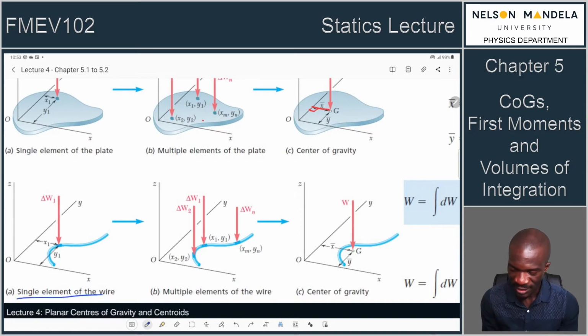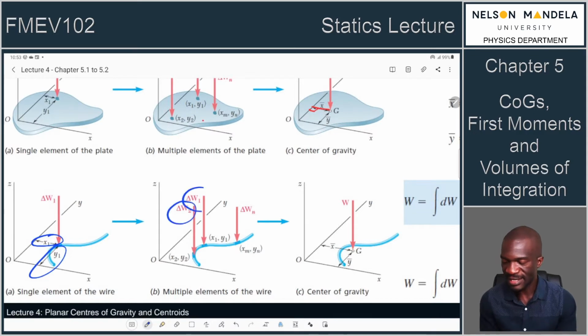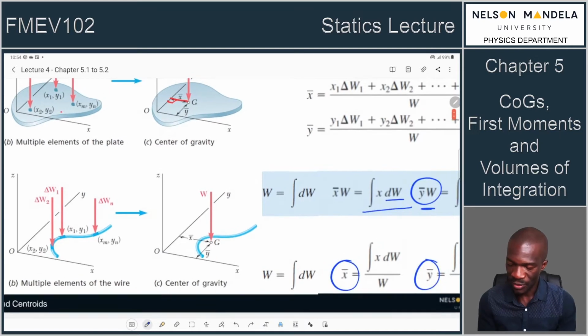So you can now have a single element and use the same methods of analysis. At a particular point, we've got some weight W1 at x1, y1. Then you can have several weights that make up the wire. For you to find the center of gravity, you apply the same principles so that you come up with your resultant weight at some particular point.